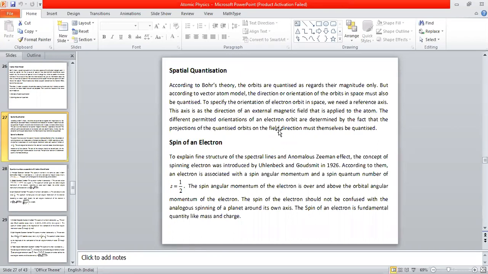It has to orient itself in a certain selected set of directions. So this condition where the direction of a vector can only point in some selected set of directions in three-dimensional space is what we call spatial quantization.